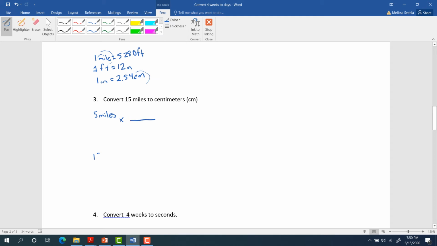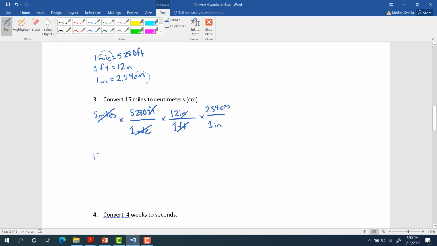So 5 miles, I can say 1 mile, I'm going to put this in the very bottom. 1 mile is 5,280 feet. I'm going to multiply, and so miles are gone, and now I'm left with feet. But I don't want feet, I want to get rid of that. So I realize 1 foot is 12 inches, and once again the feet will cancel because it's diagonal. And then finally, I know that 1 inch is 2.54 centimeters.